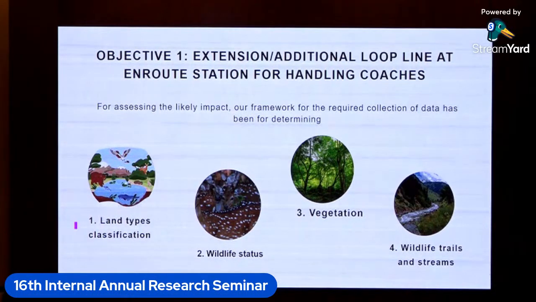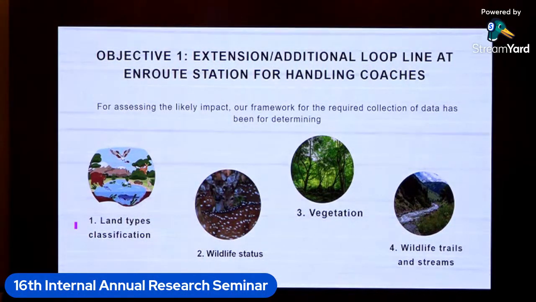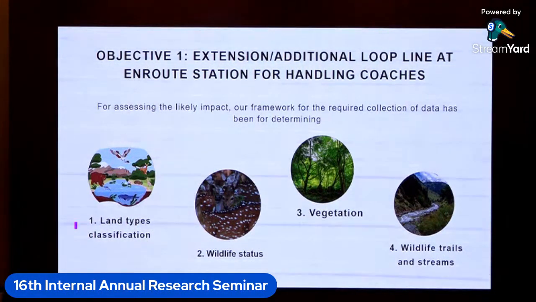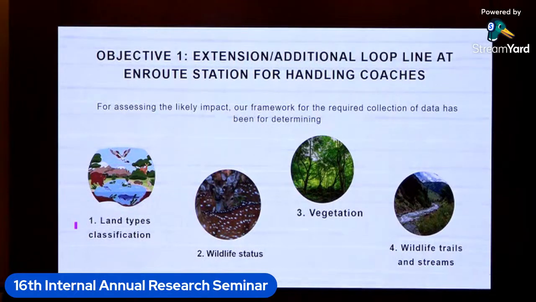Land type classification was done with high resolution Google Earth images, and land was classified into forest, urban, and others. A site survey was conducted in a 10-meter circular plot at every 50-meter interval up to a 150-meter distance within the 1 kilometer stretch on both sides of the railway track. A vegetation survey was also carried out in circular plots of 10, 5, and 1 meters for trees, shrubs, and herbs respectively. Wildlife trails and streams were counted by walking along the railway track.